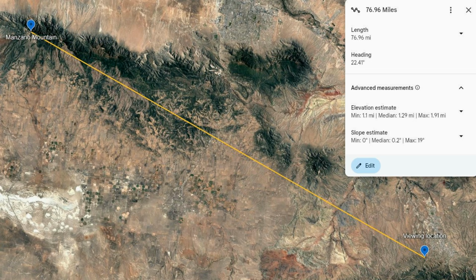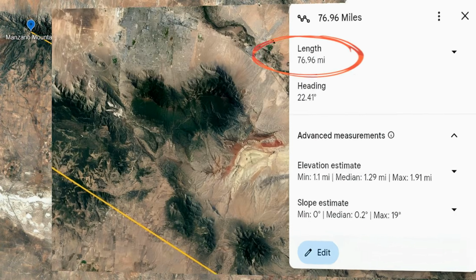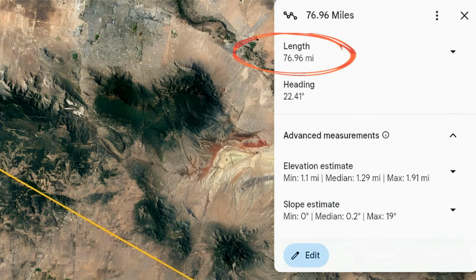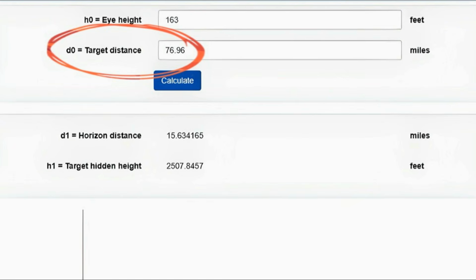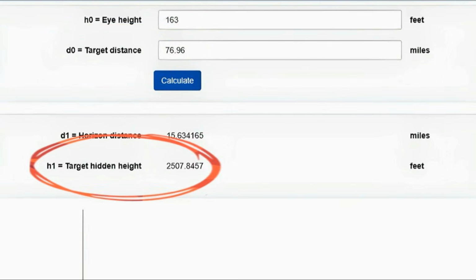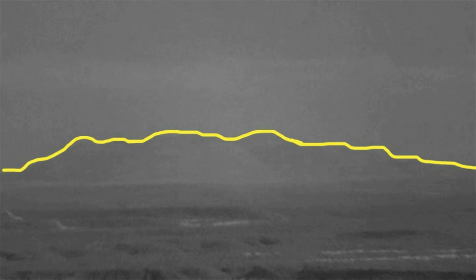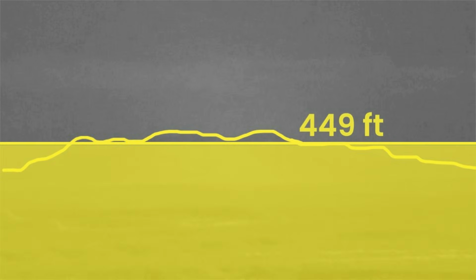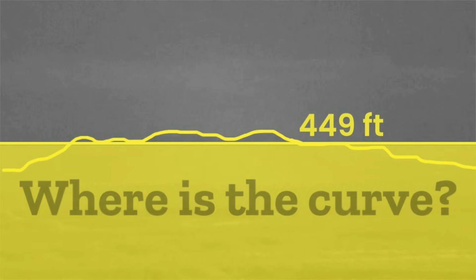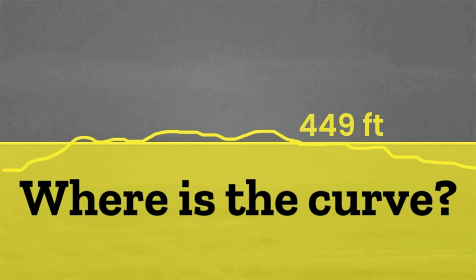The target distance is 76.96 miles. Which implies a target hidden height, H1, of over 2,500 feet. We should only be able to observe the top 449 feet of these mountains. But again, there's no observable curvature obstructing our viewing from nearly 80 miles away.